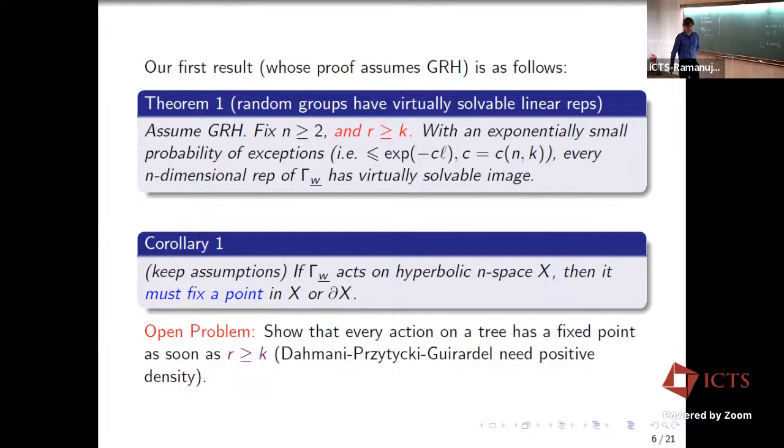This is for a random group. So when I write gamma_W, I mean that it has this property for all W's except for a tiny fraction of such groups. This tiny is exponential.